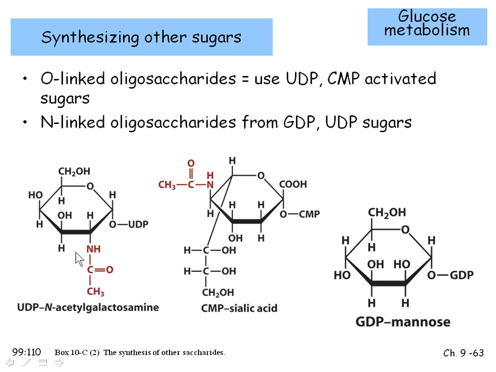Here's an acetyl-galactosamine. So there's a galactose plus an amine and the acetyl group there. Here's a sialic acid molecule. So there's just plain old mannose. Mannose gets added to some of these sugars as well.